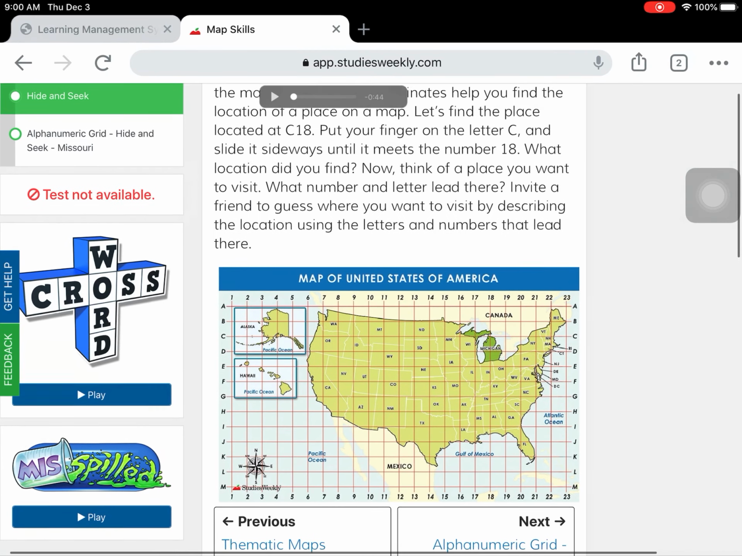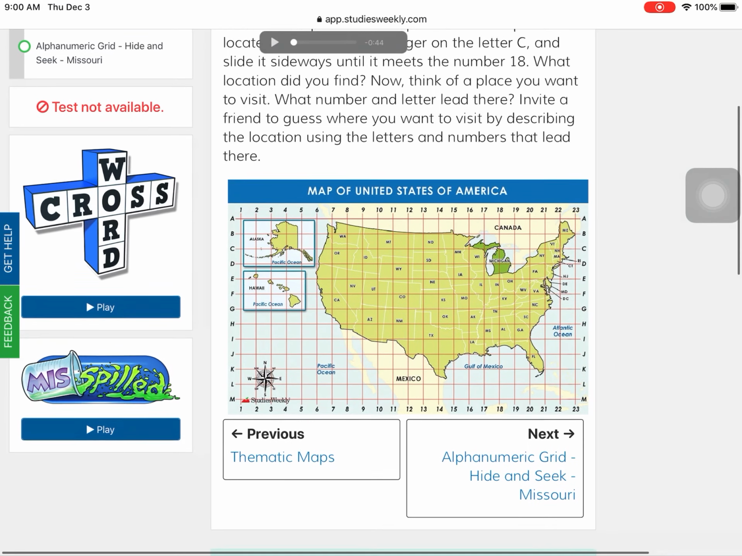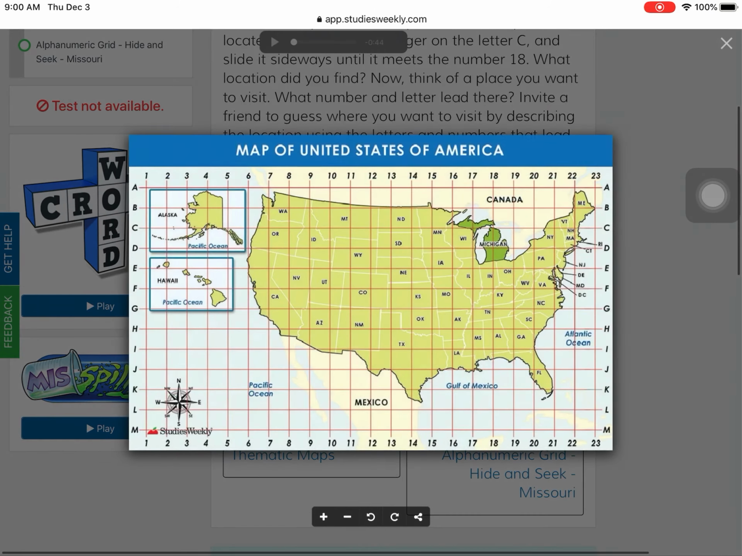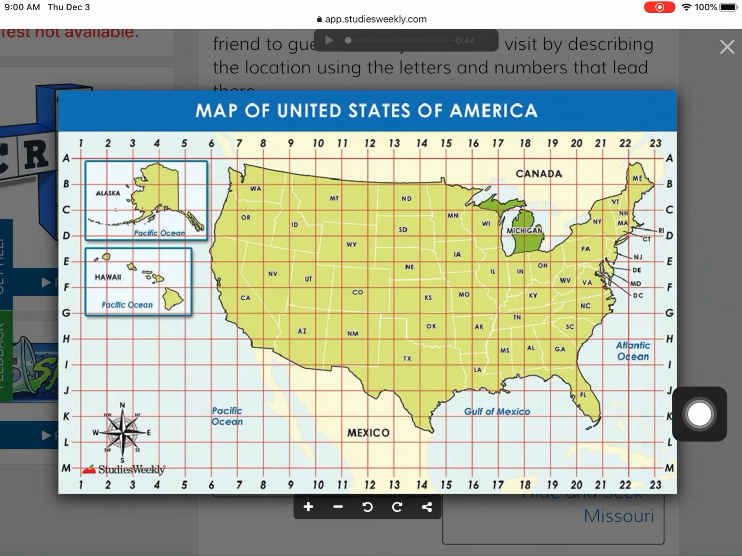Let's find the place located C18. It says put your finger on the letter C and slide it sideways until you meet 18. What location did you find? So let's look at our map here. I'm going to zoom in here. So we always start with the letter first. And again, you have the letters on the side, both sides of our map. And this is a map of the United States. So our letters are along the side here.